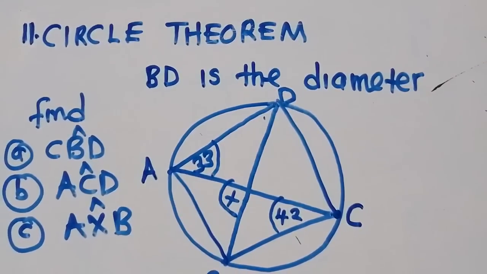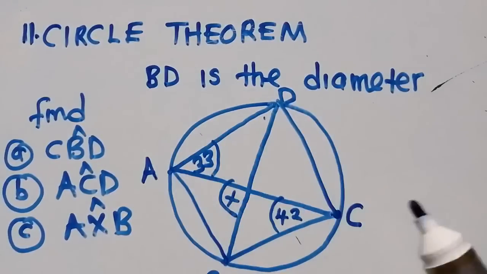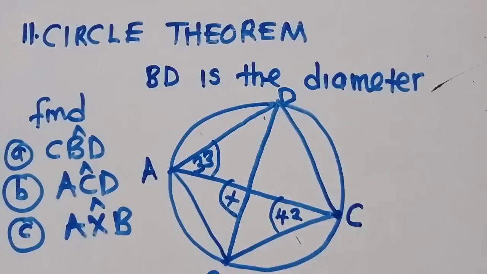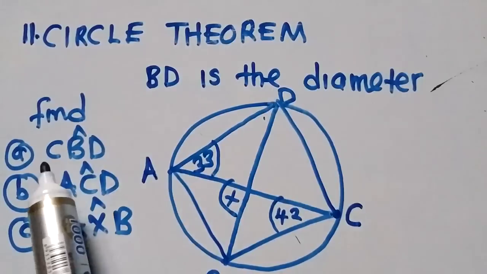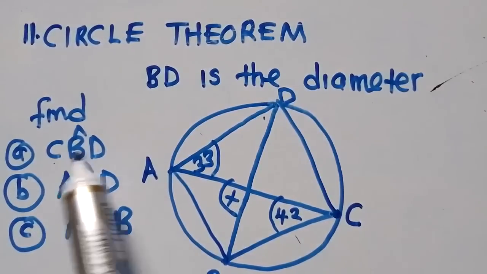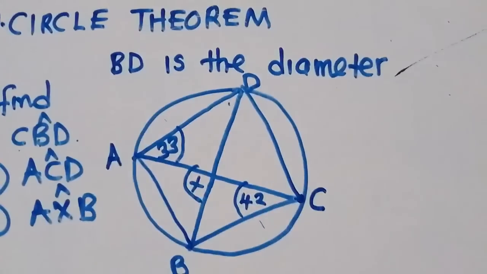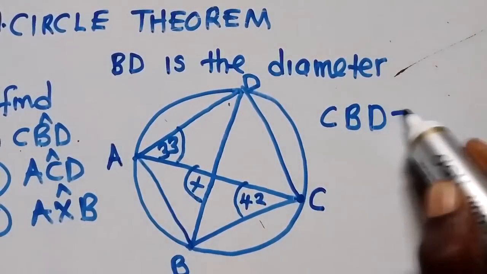So how can we now answer? We are told that BD is the diameter. I'm going to show you some secrets, how we can go about these questions and how we can answer them. The first question is saying, find CBD. This is what we want to answer.